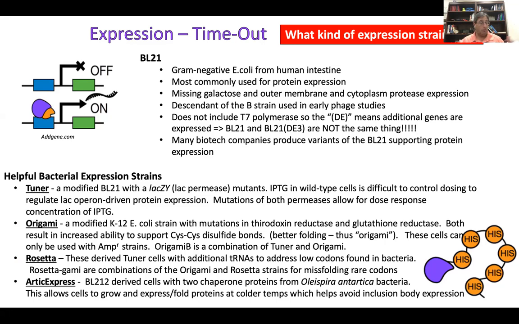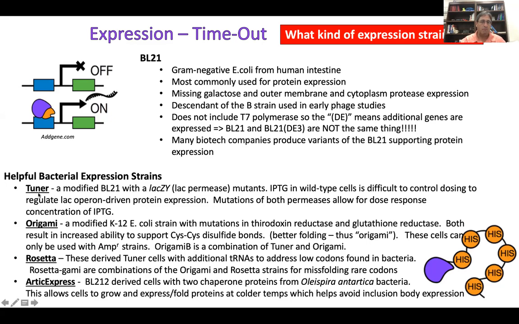And then if you look at different biotech companies, there's a ton of different strains out there that support protein expression, and here's a few of them. To make our histag protein, there's at least, I don't know, 6, 7, maybe even more different variants of the BL21 strain. We'll just focus on the 4 that you see here. So there's the tuner strain.